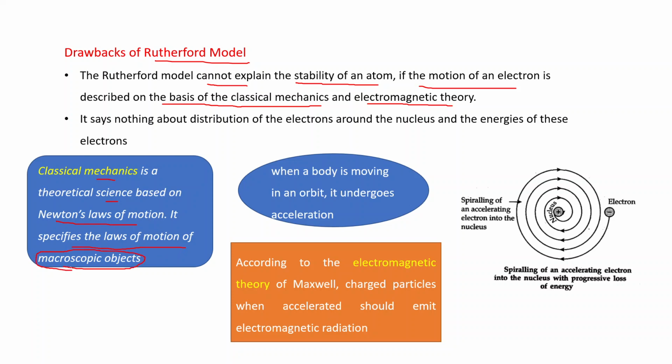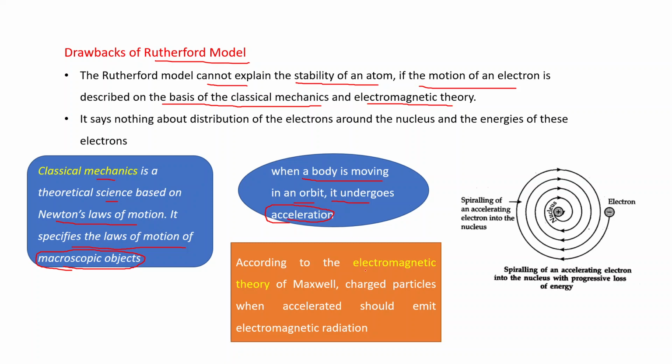Clear? You can say the Rutherford model is compared with the solar system. And the motion of planets and the sun can be described with the help of Newton's laws. If we apply Newton's laws to the electron, then what happens? When a body is moving in an orbit, it undergoes acceleration. Speed is not changing, but direction is changing every time. That's why it undergoes acceleration.